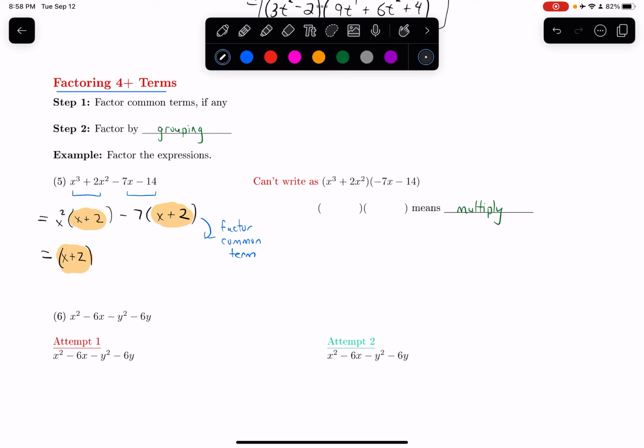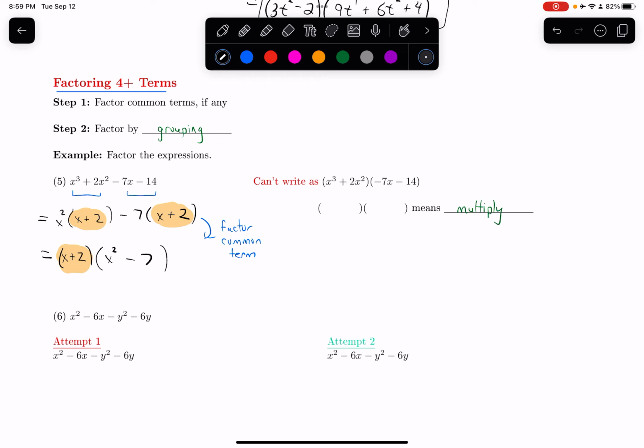And now I ask myself, well, what's left over? So here was the first group. When I took out x plus 2, what's left over is that x squared. And then I go to my second group. In my second group, when I take out the x plus 2, what I'm left over with is the minus 7. Cool. So I've taken out that common term.